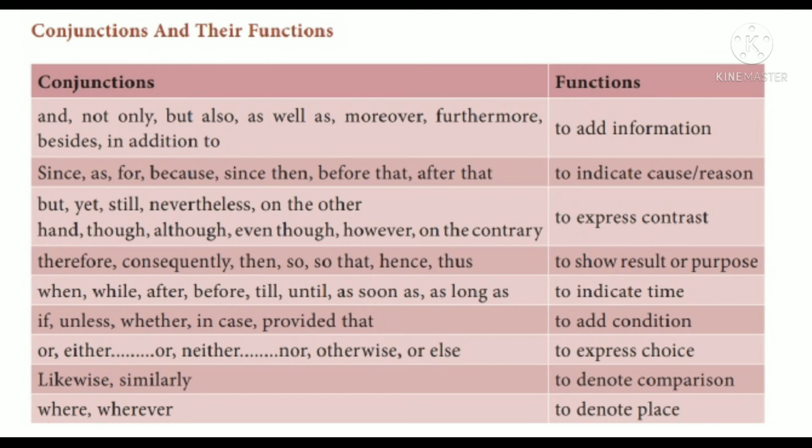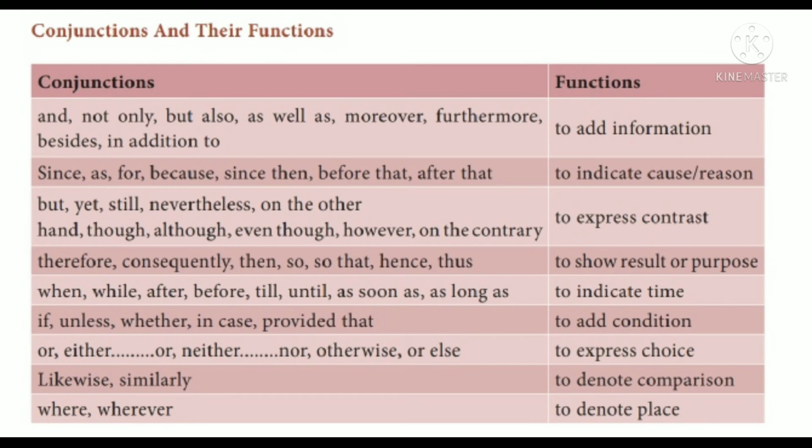So that is, to add information we have to use these kinds of conjunctions. Next one is to indicate cause or reason. Suppose you want to mention or tell about a reason or cause, we can use the conjunctions since, as, for, because, since then, before that, after that. So this second type is used for indicating reason or cause.